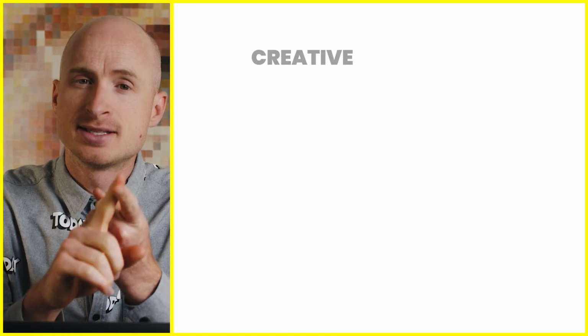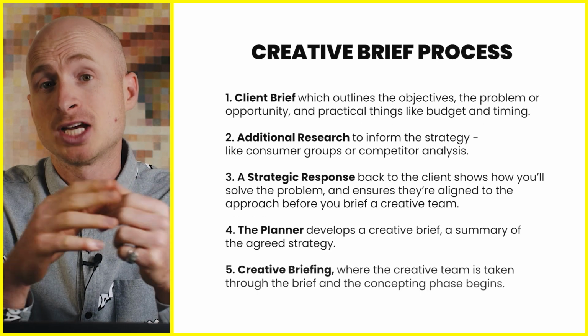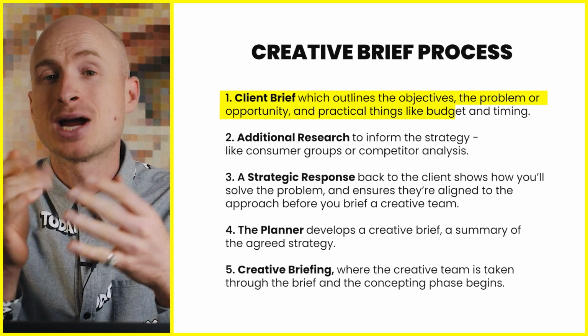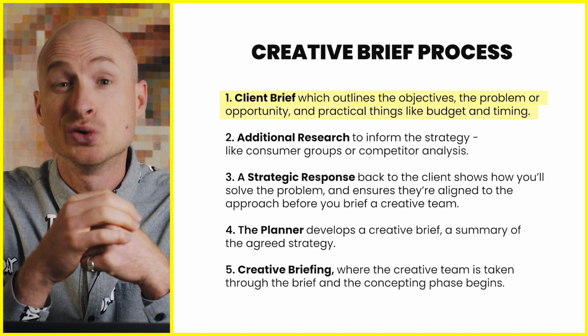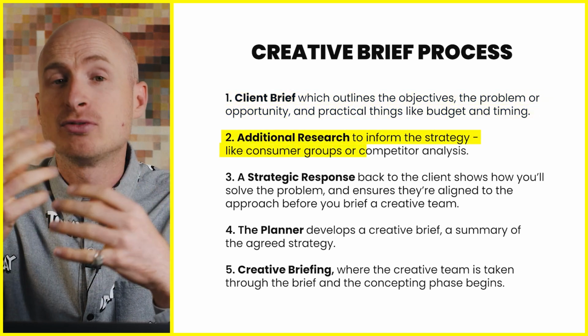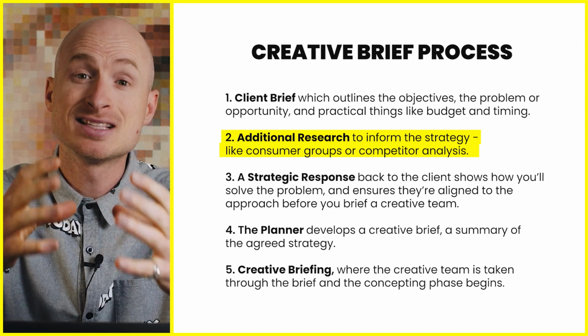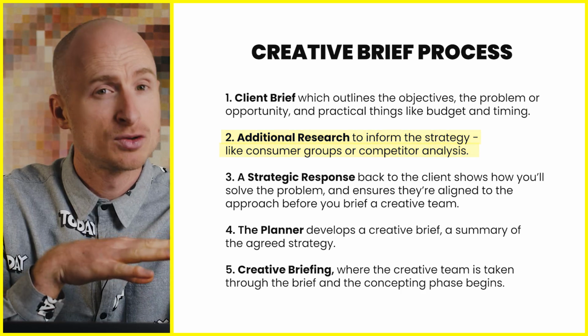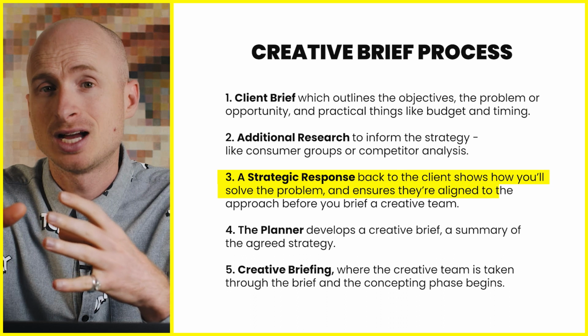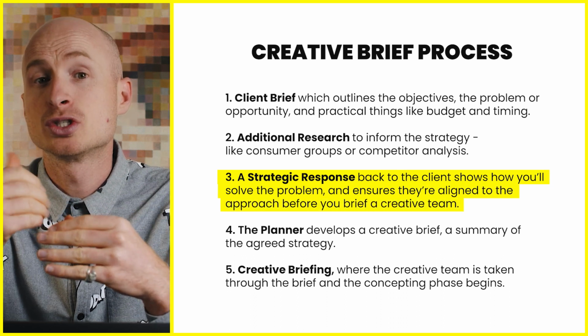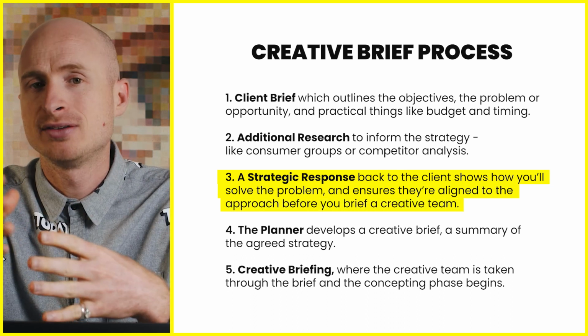Usually, a creative brief follows this process through an agency. 1. It starts with a client brief, which outlines the objectives, the problem or opportunity, and practical things like budget and timings. 2. The planner conducts additional research to inform the strategy, like consumer groups or competitive analysis. This helps uncover an insight or a new way to solve the problem. 3. A strategic response back to the client shows how you'll solve the problem and ensures they're aligned to the approach before you brief a creative team.